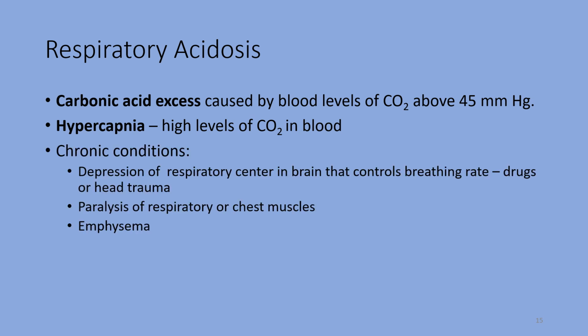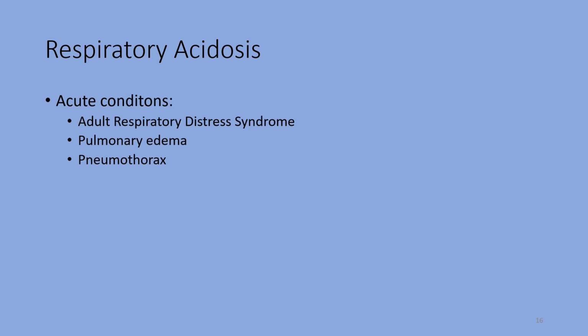It is mainly due to the depression of the respiratory center in the brain that controls the breathing rate, and some drugs, head injury, paralysis of the respiratory muscles, emphysema. This produces respiratory acidosis. Acute conditions like adult respiratory distress syndrome, pulmonary edema, pneumothorax also produce respiratory acidosis. They cannot eliminate the carbon dioxide, so carbon dioxide is accumulated.